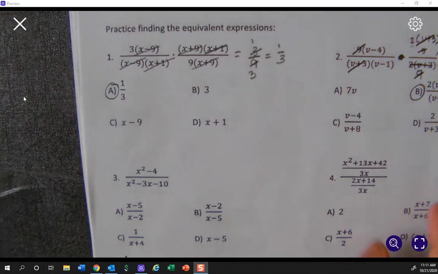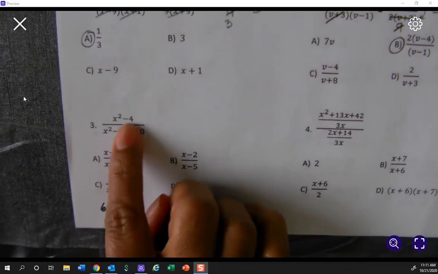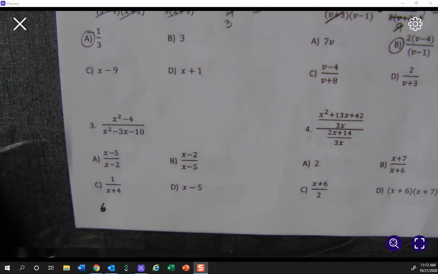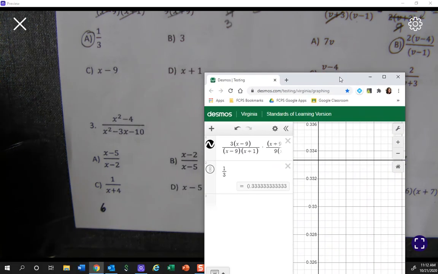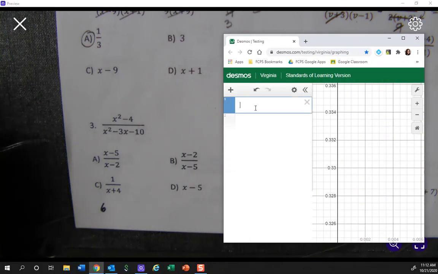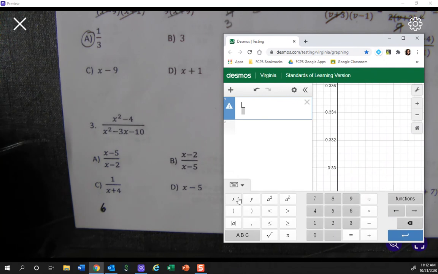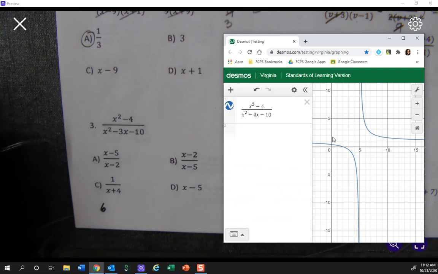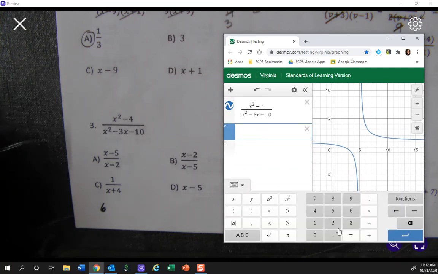Number 3, this is not factored out, so we would have to factor these two out. So this is a good example. Since it's multiple choice, you can try it in Desmos and see which one matches. So you can go to Desmos and put x squared minus 4 over x squared minus 3x minus 10. And I'm going to press this home button. So here's my graph. And then now I can just graph each answer choice in my second one and see which one matches the graph.